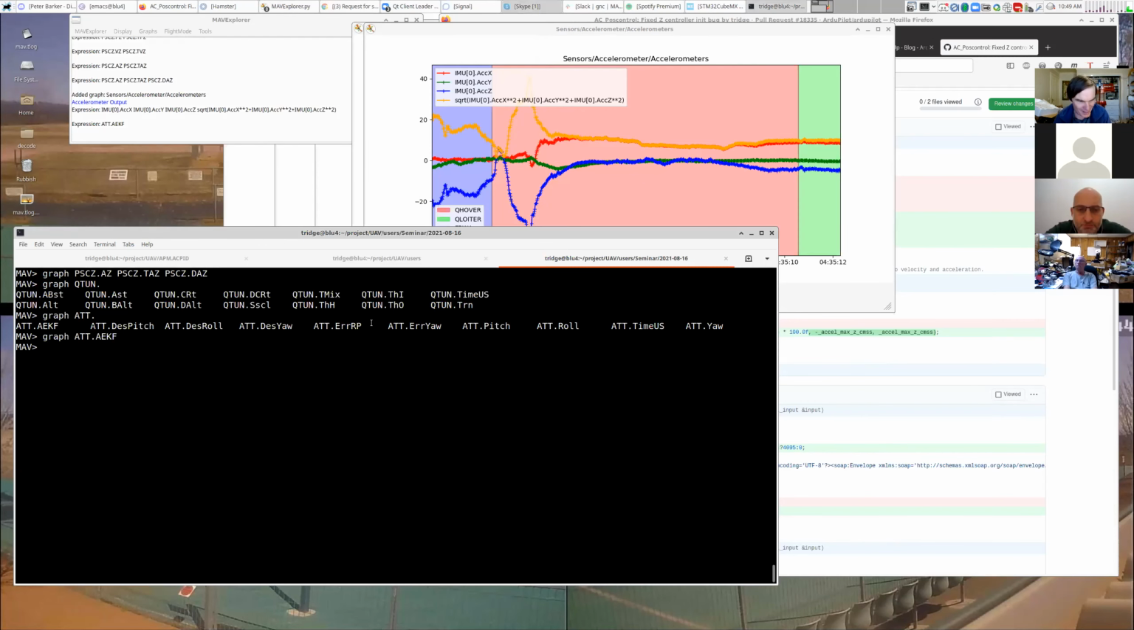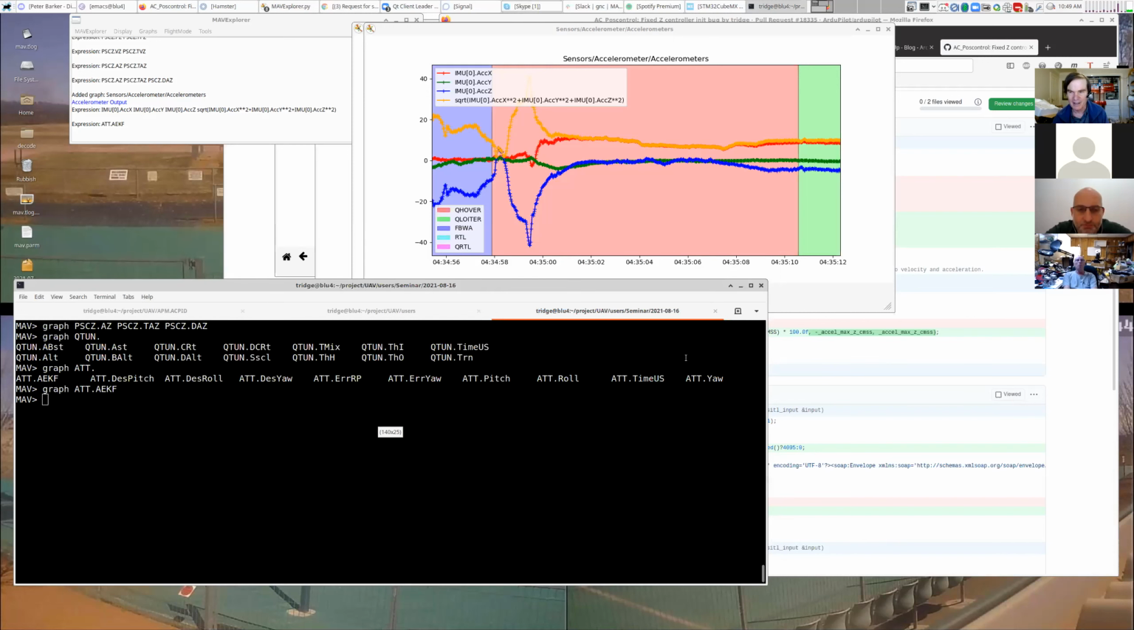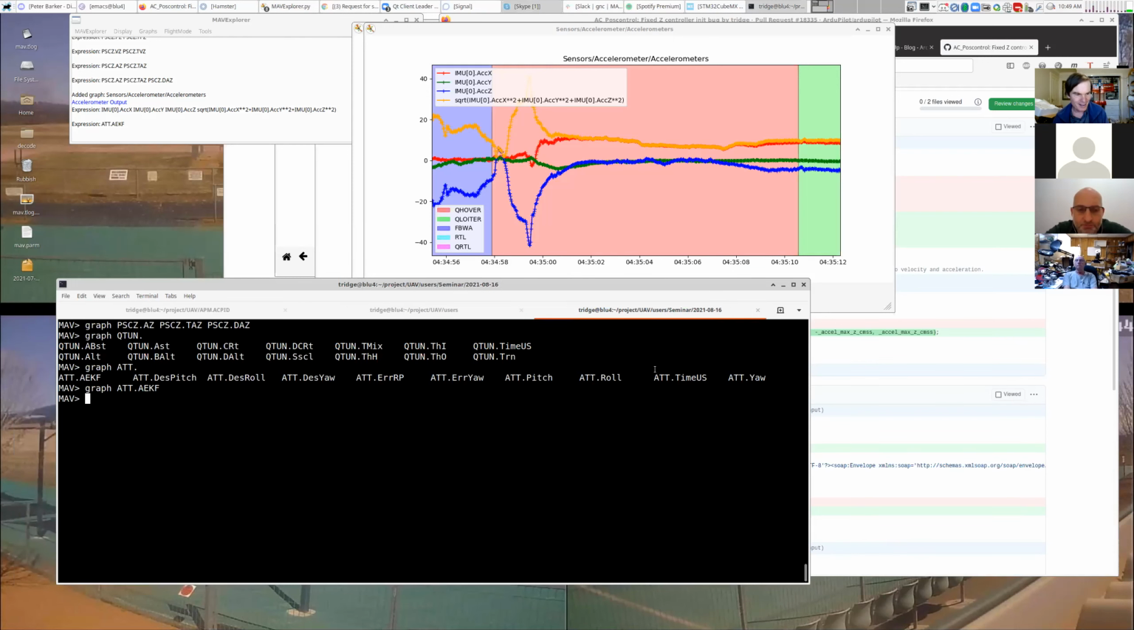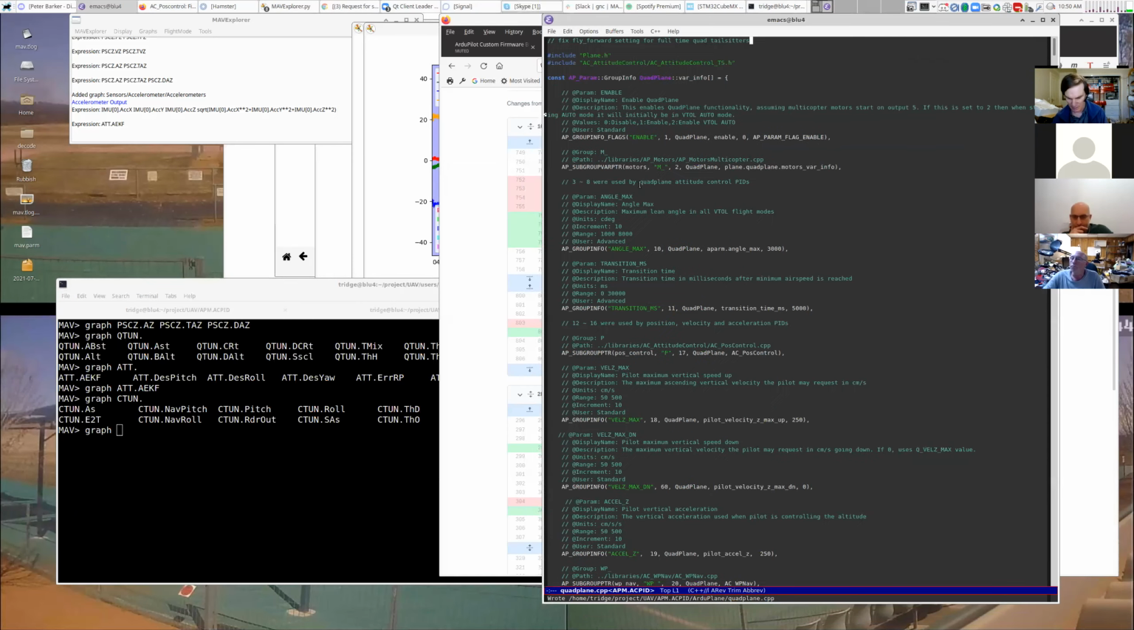Somewhere here, if I can find it, there is in fact the earth frame ZXL, can I remember? CTUN, where did we hide it? Peter, can you remember where we hide that? CTRL, not CTRL. No, we've not got a CTRL. Oh well, I'll have to go and have a look in the log file.